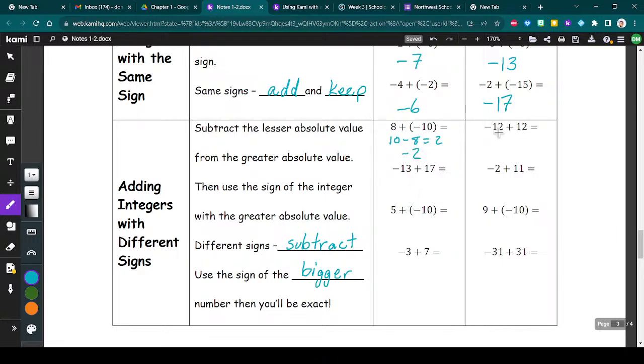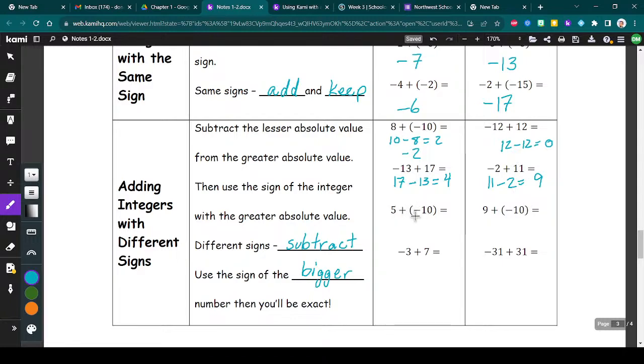Negative 12 and 12, those are equal in size, so we're just going to go 12 minus 12, which is 0. Over here we have negative 13 and 17. 17 is bigger, so 17 minus 13, which is 4. And because the 17 is bigger and it's positive, our answer is positive. Over here we have negative 2 plus 11, different signs. So we're going 11 because it's bigger, minus 2 because it's smaller. That equals 9. And it's positive because 11 is bigger.